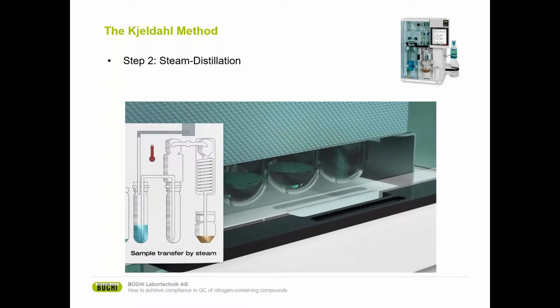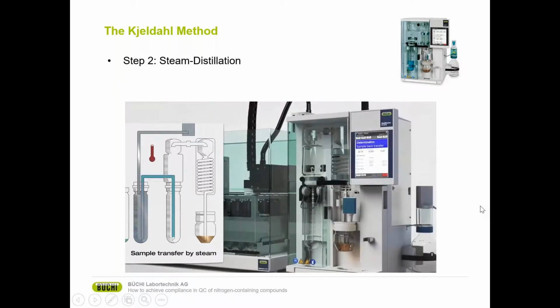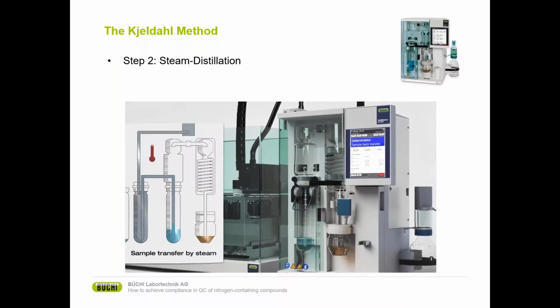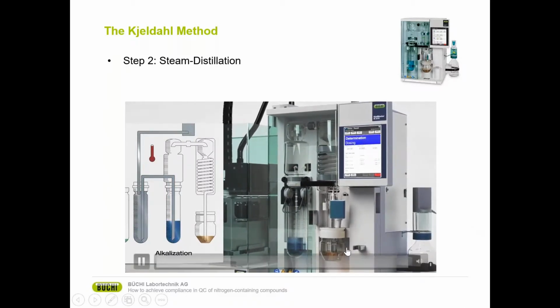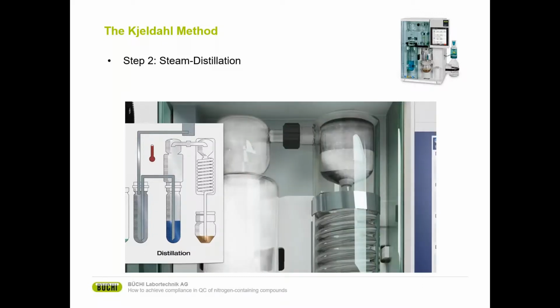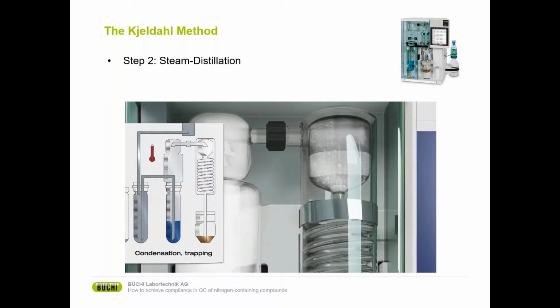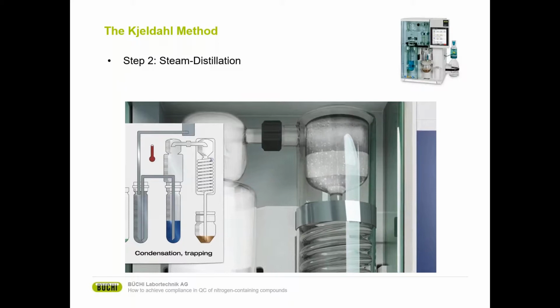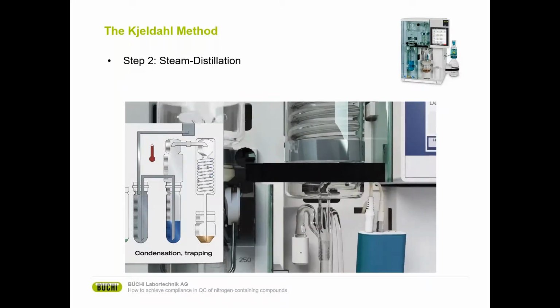It starts with the sample transfer from the autosampler unit to the distillation unit. The distillation unit is the one on the right-hand side. Then you have the alkalization, so the sodium hydroxide is added, and at the same time the steam distillation starts. Hot steam is purged into your sample solution, collecting all the ammonia in the solution into this condenser element. Here it's condensing and slowly dripping into the titration vessel.